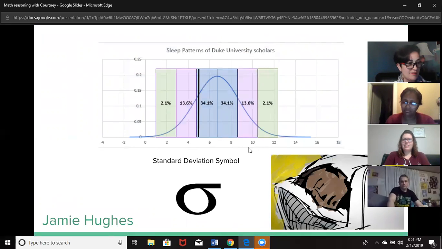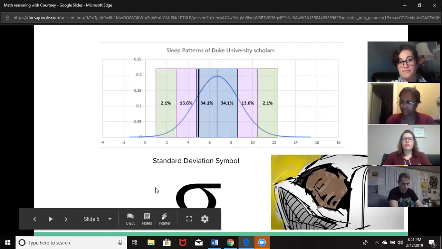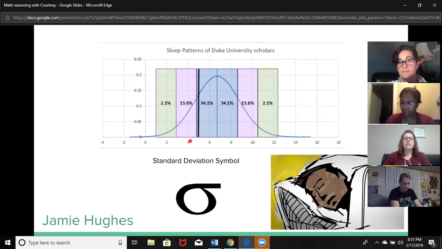So Jamie, I'm going to find your question. So what is the relationship between standard deviation and the bell-shaped curve of a graph? And what is the relationship of the mean of the data and the bell-shaped curve of the graph? We can look at the example of the bell-shaped curve graph that shows the sleep patterns of Duke University scholars. We see that this bell-shaped curve has a normal distribution, meaning the data is symmetrical and doesn't produce unusual values.